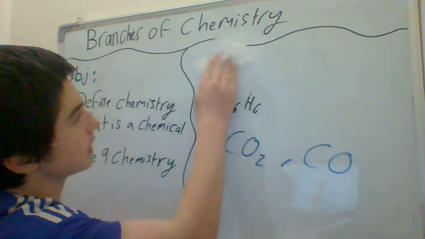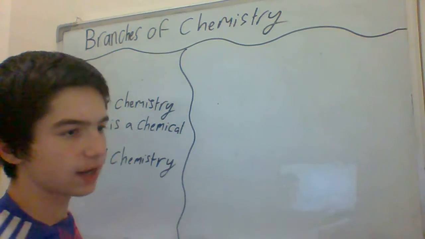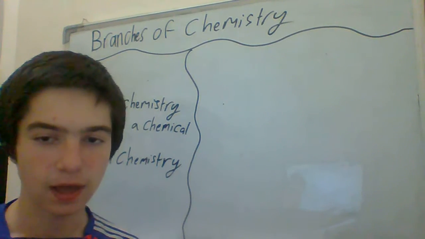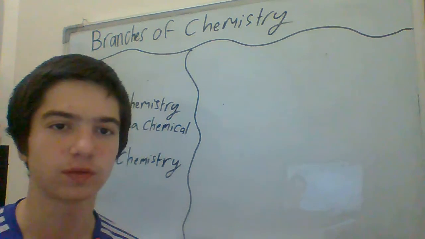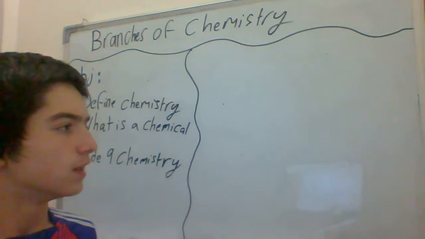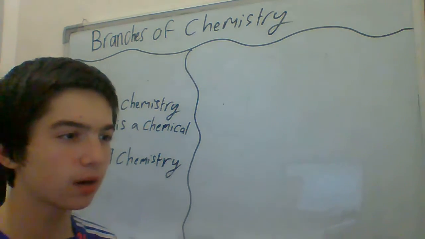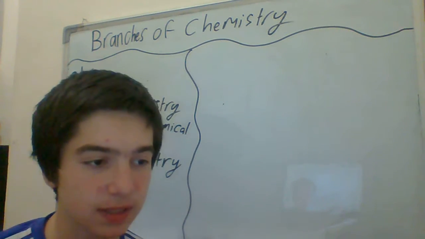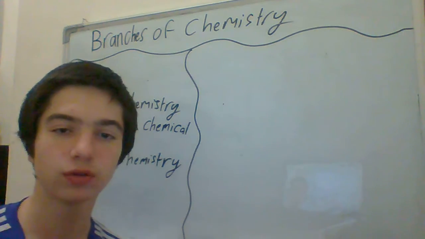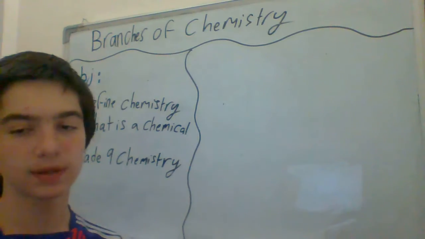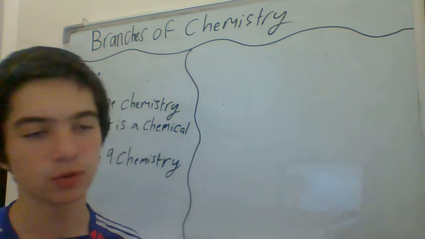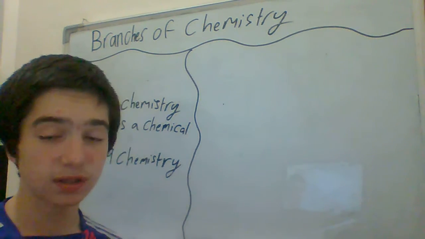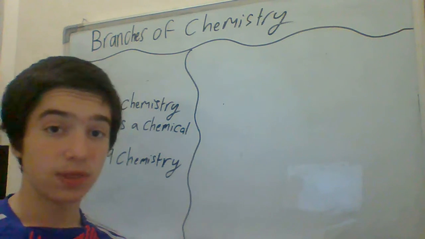Okay, next branch: inorganic chemistry. So what is inorganic chemistry? You can tell from the word organic, and then you add in-, so it means the opposite of organic. If organic chemistry is the study of compounds that contain carbon, inorganic chemistry is the field where we don't study the chemicals that are organic. For example, we don't study methane and benzene because they are organic. We just study the inorganic compounds.